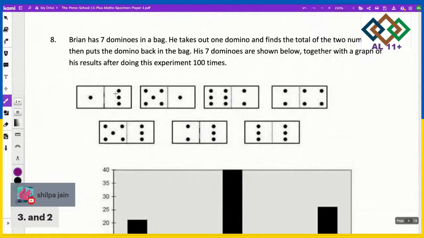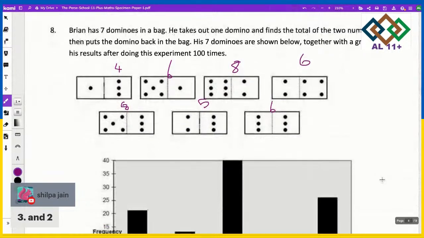So if you look at this one, this is 4. Just write down how many are there. This is 6. This one is 8. This one is 6. This one is 8, 5, and 6.